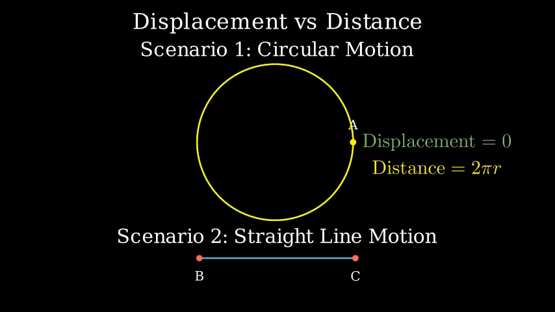Now, let's look at our second scenario, a particle moving in a straight line. Here's our particle at point B. Watch as it moves in a straight line to point C. In this case, the displacement vector points from point B to point C, and the total distance traveled is exactly the same as the magnitude of the displacement vector. This is because the particle took the shortest possible path between these 2 points.